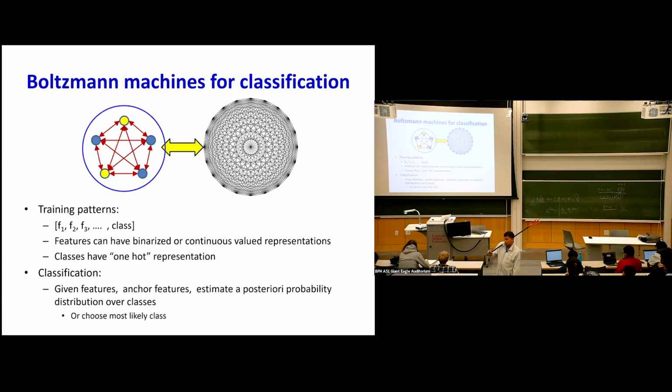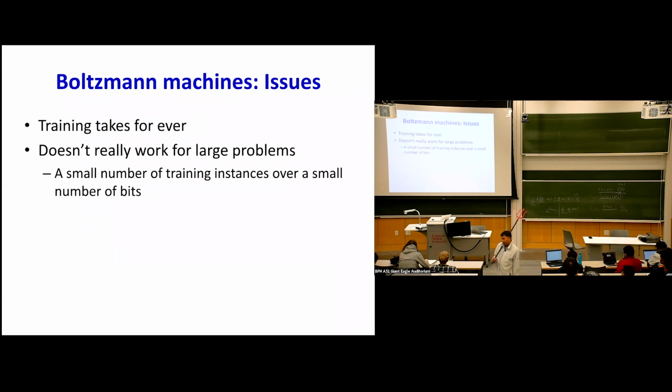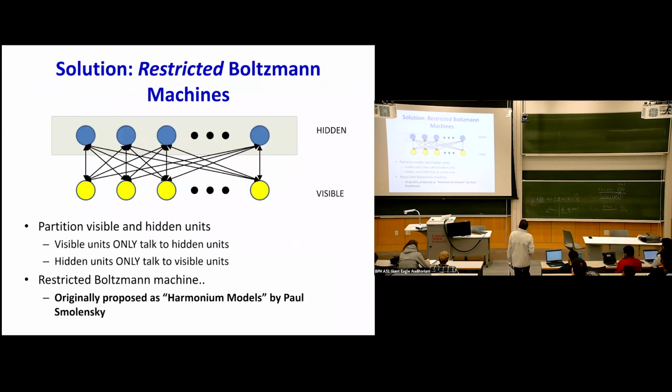The visible neurons only talk to the hidden neurons. The hidden neurons only talk to the visible neurons. They don't communicate with one another. When you do that, the network becomes like this, right? Those are the hidden neurons. These are the visible neurons. There are no connections between the visible neurons. How does this help? Turns out that this makes the computation far, far, far simpler.